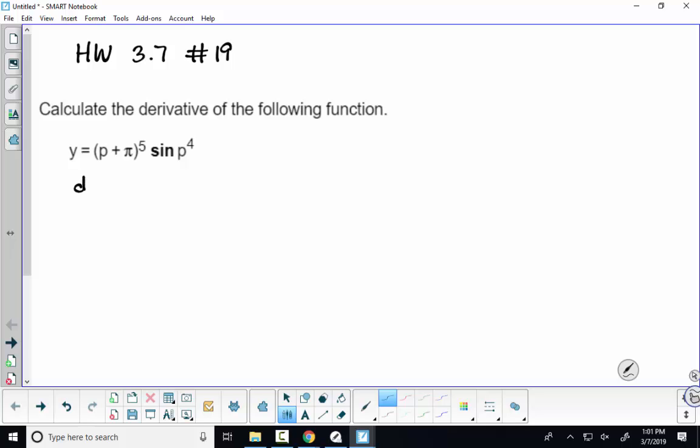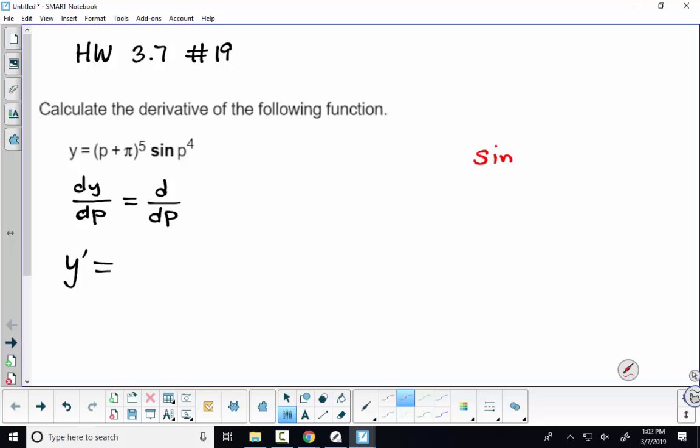We're taking the derivative of y with respect to the variable p, or we can write that as the derivative with respect to p. Okay, so y prime is, what rule are we going to use here to take that derivative? Yeah, we've got a product rule. Initially, because we've got the product of two functions, the p plus pi to the fifth and the sine of p to the fourth.